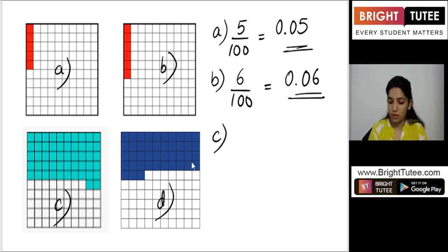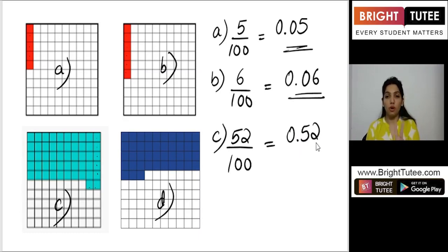Now see the C part. Here out of 100, how many do you see shaded? 1, 2, 3, 4, 5. So it's 50 and 2 more. So it is 52 out of 100. How will you write this as decimal? It is 0.52. Because we have just 2 zeros at the denominator, that is 100, we must have 2 numbers after the decimal point. If it is just a single number like 5, we write it as 0.05, so that we have 2 numbers after the decimal point. Here we already have 5 and 2, so we write it as 0.52.